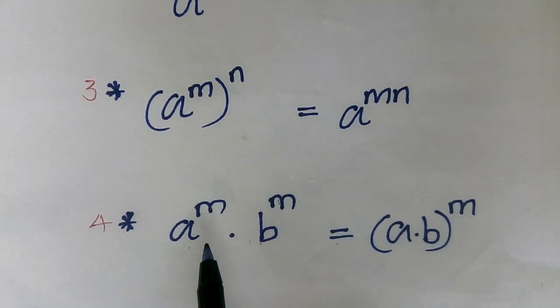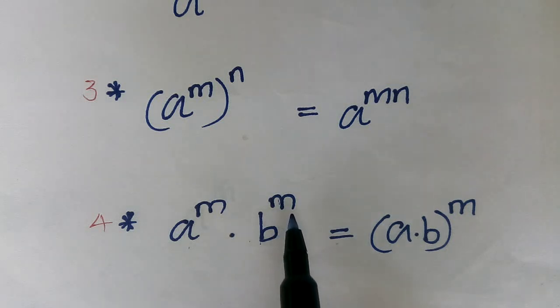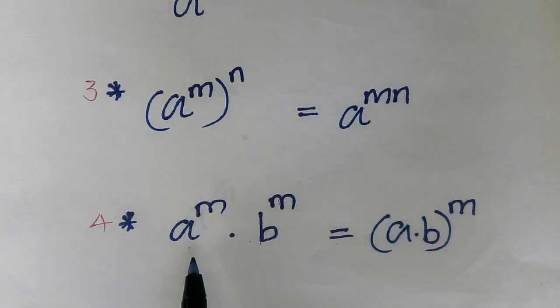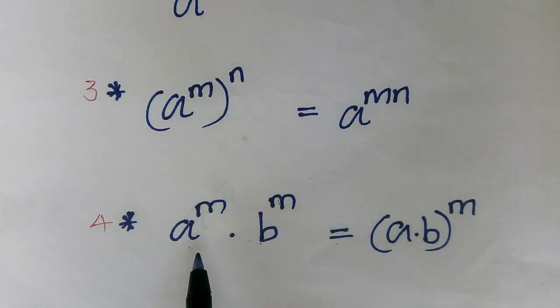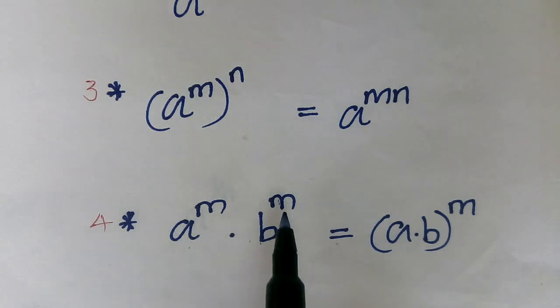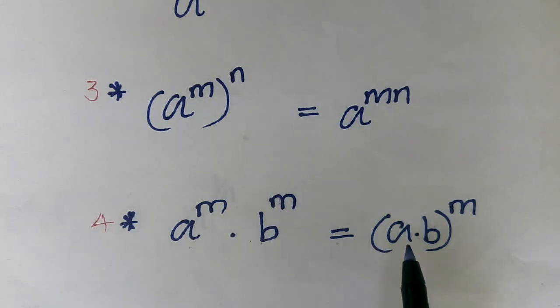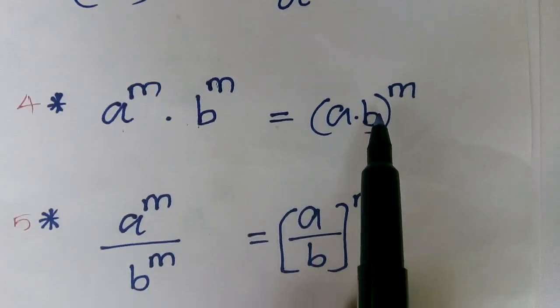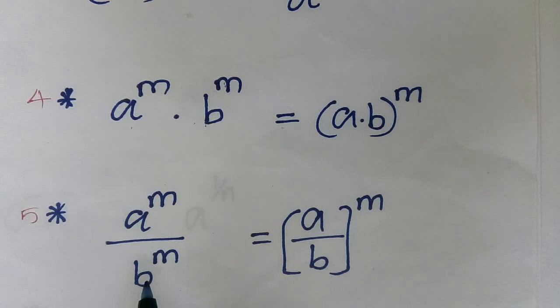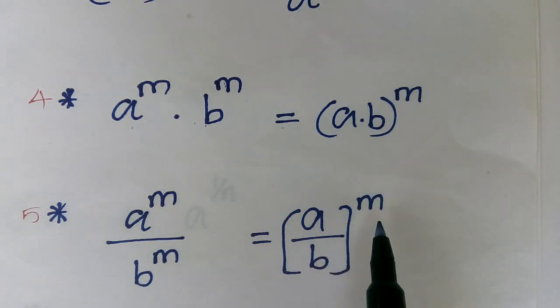Fourth law, a to the power m into b to the power m. Children, did you notice here the bases are different but the exponents are same. So the law is a to the power m into b to the power m is equal to a into b whole to the power m. Fifth law, a to the power m divided by b to the power m is equal to a by b whole to the power m.